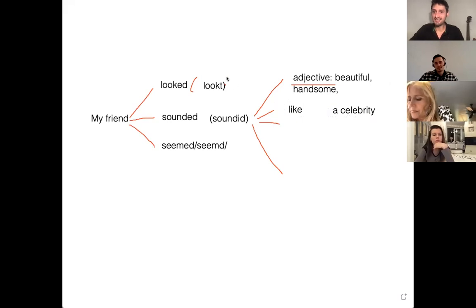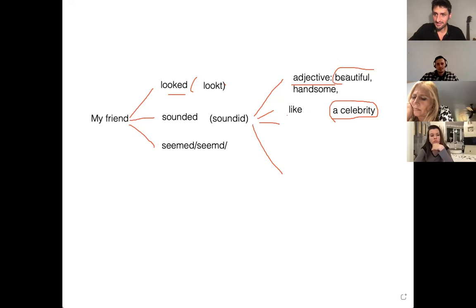Okay, so you see, it's the same verb. My friend looked beautiful. My friend sounded beautiful. My friend seemed beautiful. My friend looked like a celebrity. My friend sounded like a celebrity. My friend seemed like a celebrity. So you can use all of these, but it changes a little bit depending on what this is.